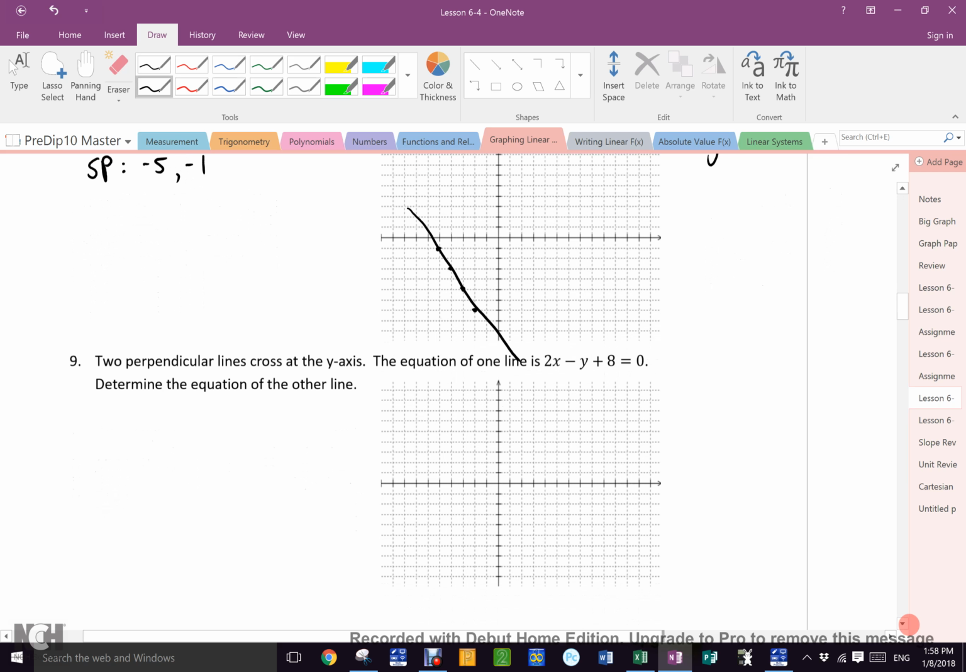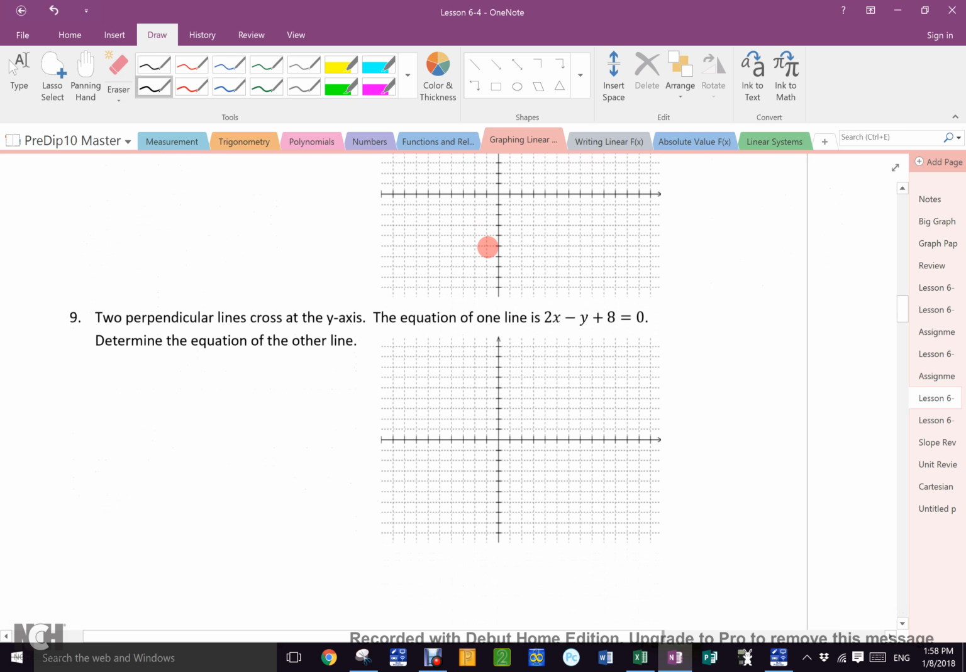Now, let's see if we can do something with it. Number 9. 2 perpendicular lines cross at the y-axis. I have one of the lines right here. Can I graph that? Yep. What's the easiest way to graph that? I lie. That was a subjective statement. There's an easy way I find to graph, but it might not be the easy way you like to graph it. How would you personally like to graph that highlighted yellow equation?